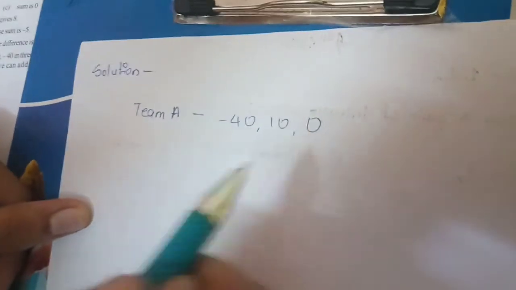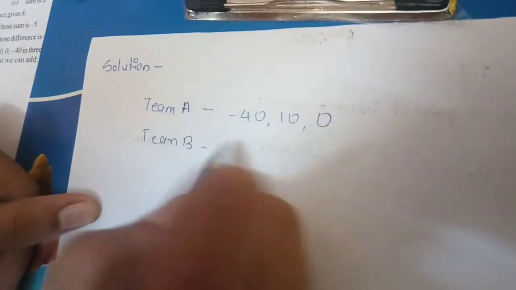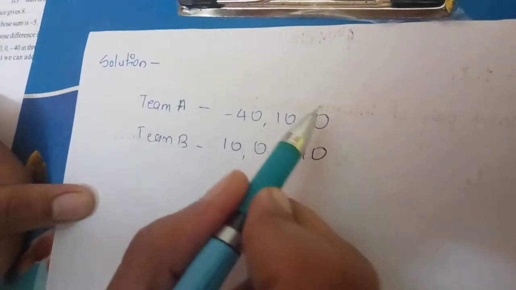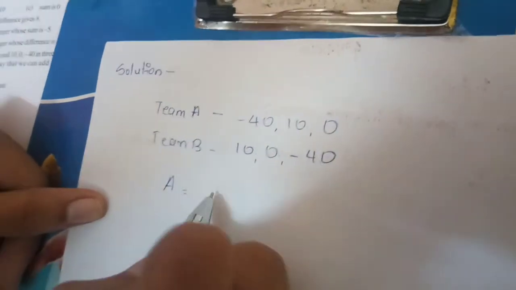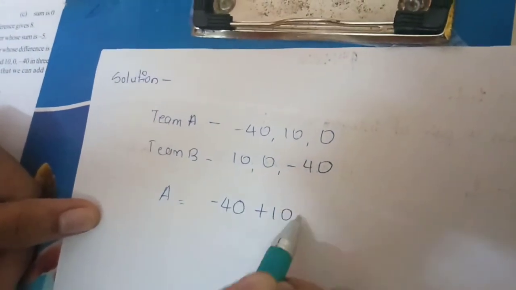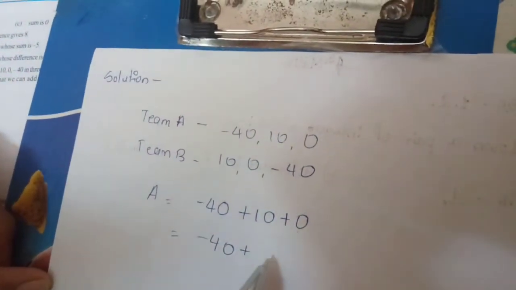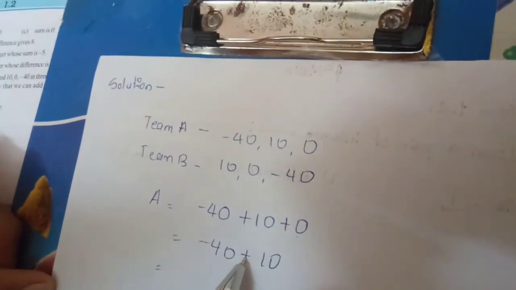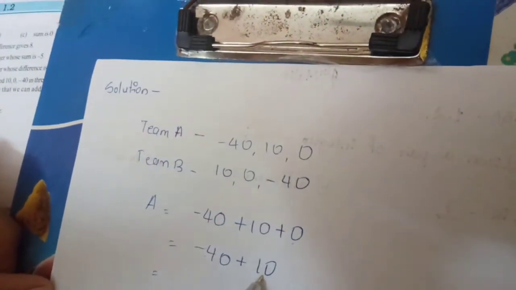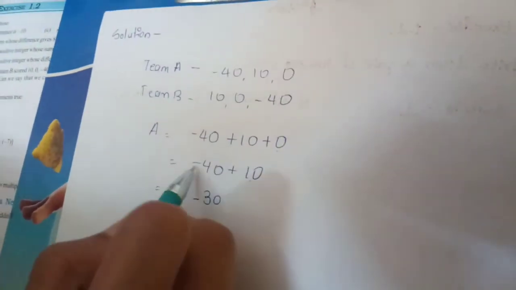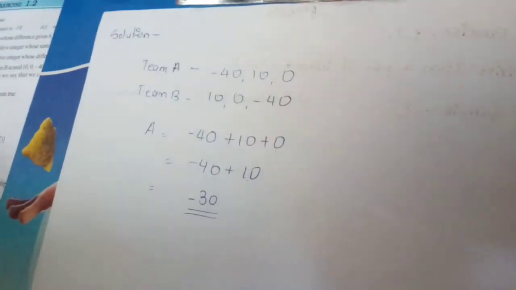Team A scored minus 40, 10 and 0. Team B scored 10, 0, minus 40. So let's find the total score of Team A. A is equal to minus 40 plus 10 plus 0. So 10 plus 0 is 10. Minus into plus, minus 40 minus 10 is 30. 40 is the greater number, so 40 has a sign of minus. It will be minus 30.